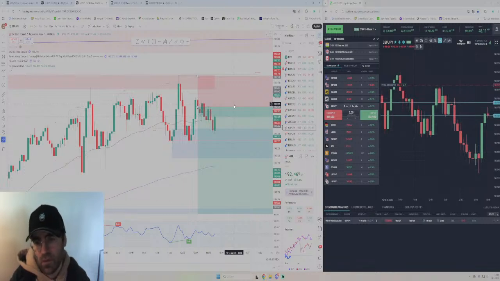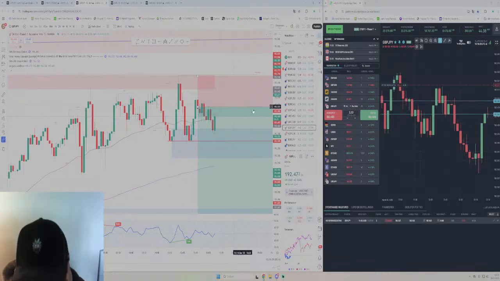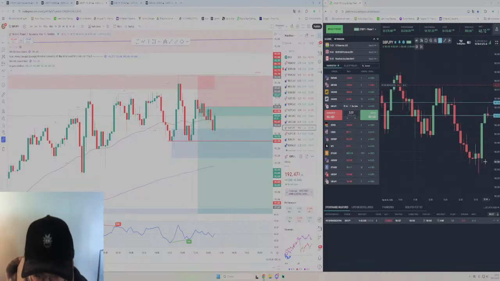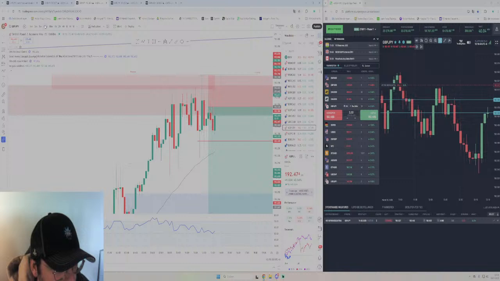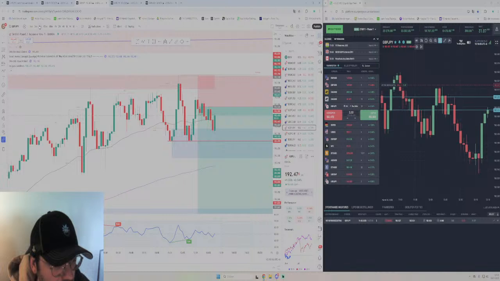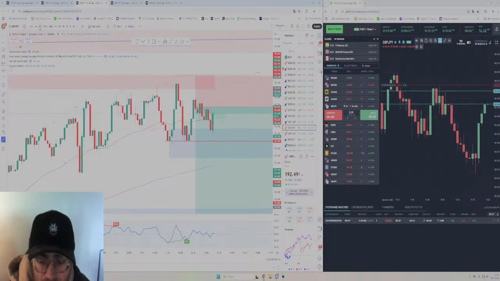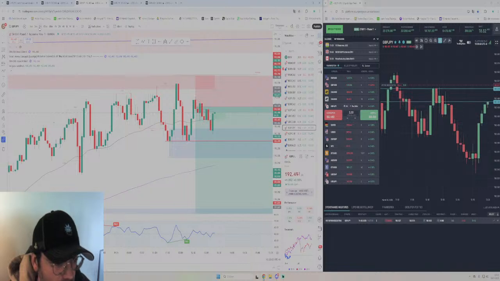Right. If it actually manages to break under again, then I'll probably lower my stop loss to around break even. Because I've had enough of testing with this zone. Like, really?